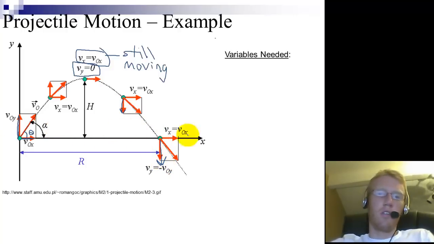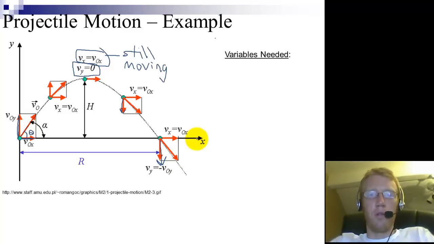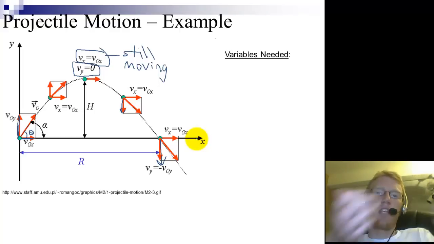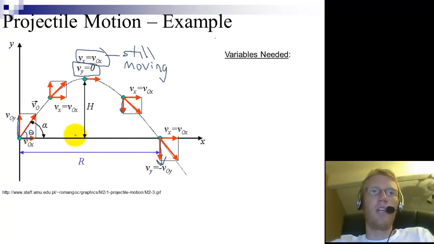But in the horizontal direction, side to side, there are no forces whatsoever. So you know from Newton's first law, if the net force is 0, the acceleration is 0. And if the acceleration is 0, there's no change in velocity. So in the horizontal direction, whatever speed it started with is what speed it continues with the entire time. So this horizontal speed stays the same the entire time.